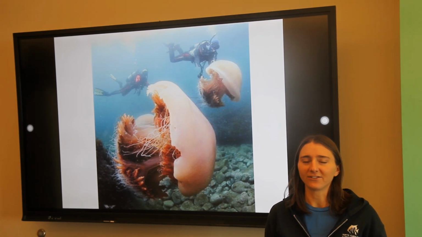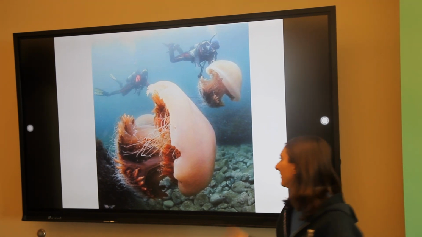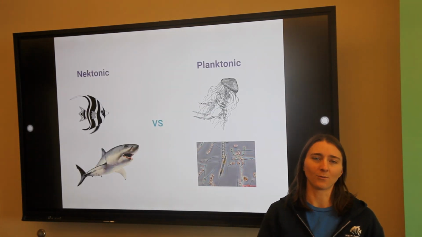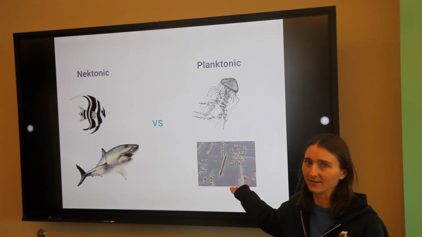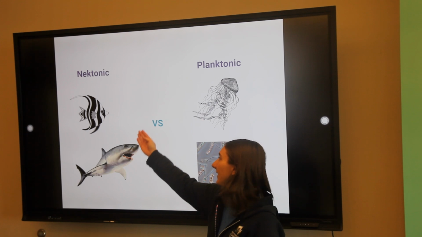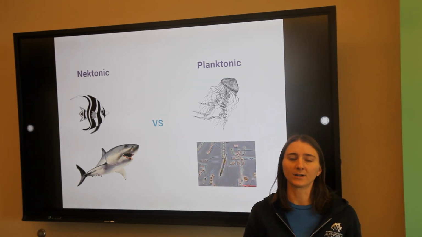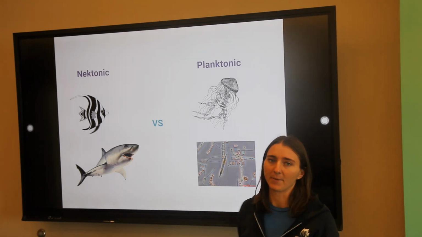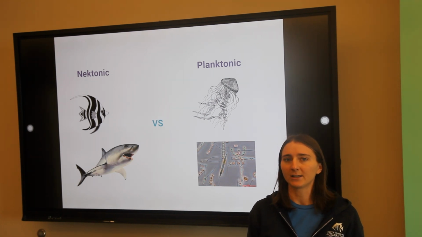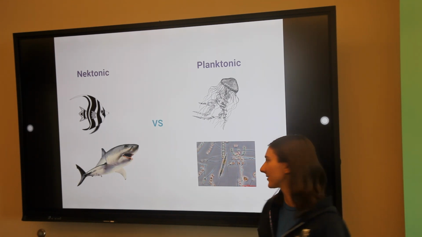So we need to come up with a definition that includes all plankton, since we can't say that all plankton are super small. There's something else that they all have in common instead. It has to do with the way they move in the water. In the water we can have nectonic organisms and we can have planktonic organisms. Our nectonic organisms, like the fish and the sharks, are nectonic because they can swim. They can go wherever they want, whenever they want. Our planktonic organisms, like the jellyfish and like the microscopic plankton, are called plankton because they have to float or drift. They are not strong enough to swim against a current.